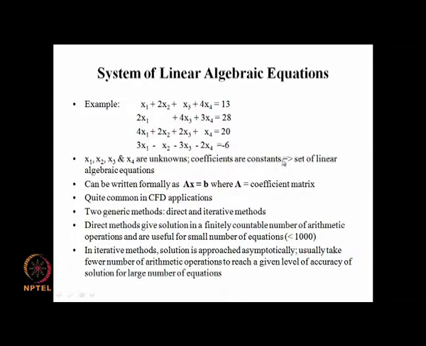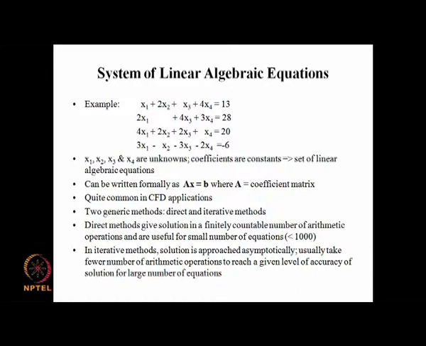For example, if you have a 4 by 4 equation like this, you have 4 equations and 4 unknowns, x1, x2, x3, x4 are the unknowns, and coefficients are constants, and so we have a set of linear algebraic equations which we can write as Ax equal to b. For the solution of Ax equal to b we have essentially two types of methods. One is the direct type of methods, direct methods for the solution of Ax equal to b, and the other is the class of problems known as the iterative method for the solution of Ax equal to b.